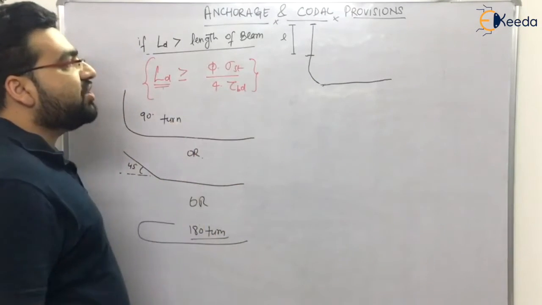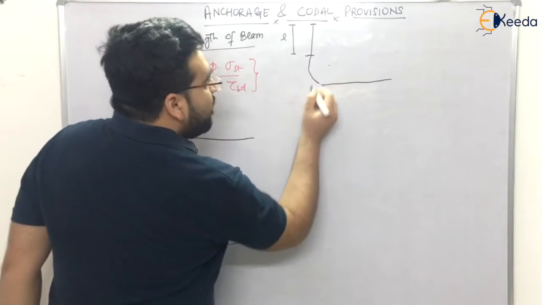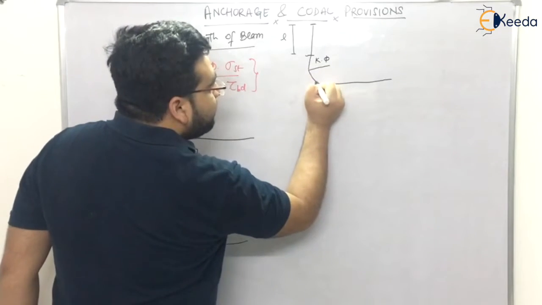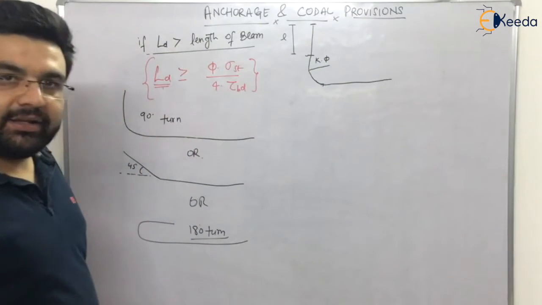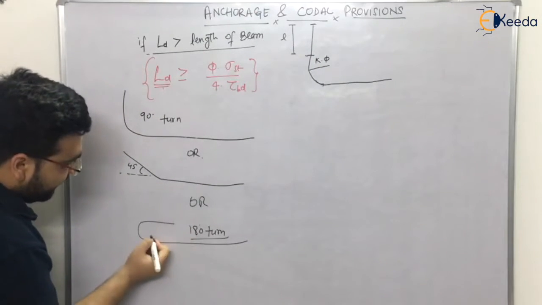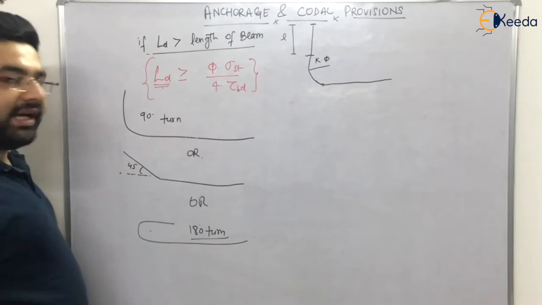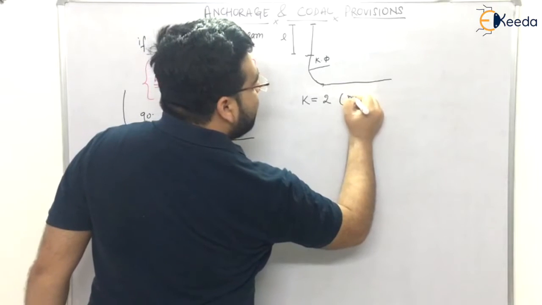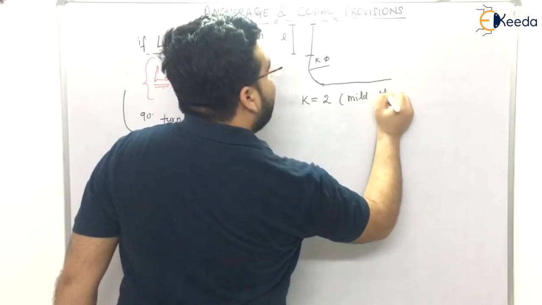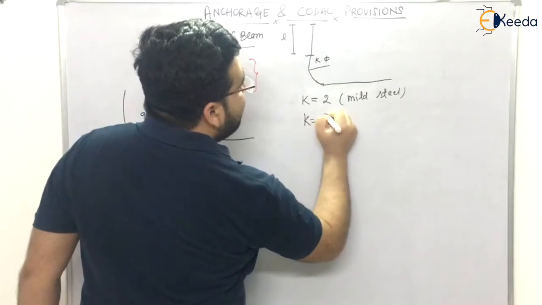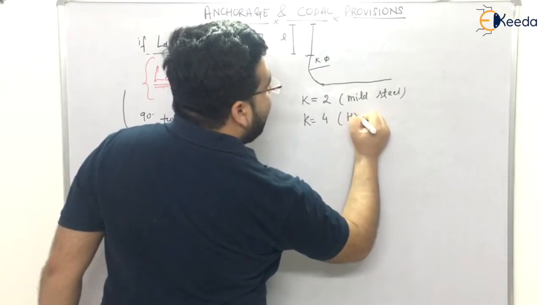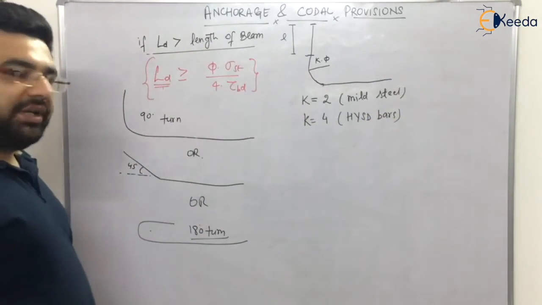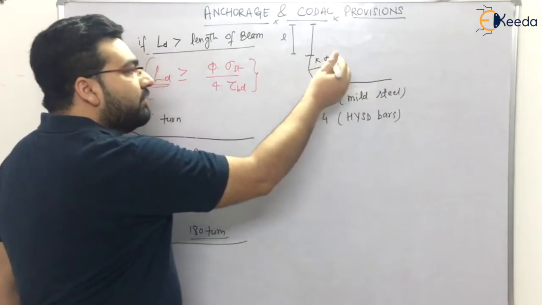So how much is this anchorage length L, and how much is this radius? This radius is given by K into phi, if it is a 90-degree turn or a 180-degree turn. Now what is this K? For mild steel, K is taken as 2. And K is taken as 4 for high yield strength deformed bars. Clear? So it means that you have got the radius of this curve.